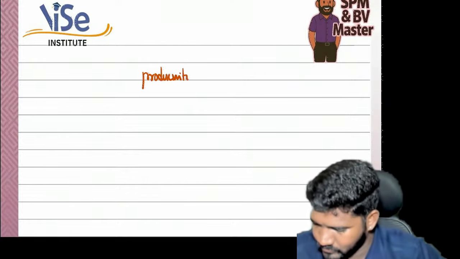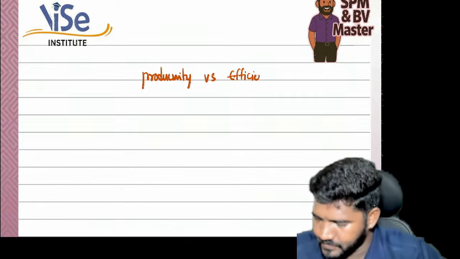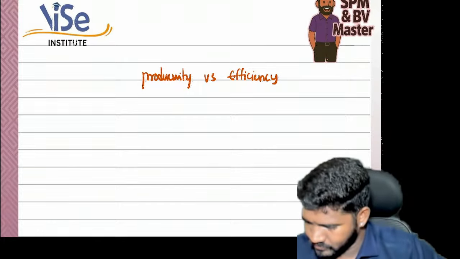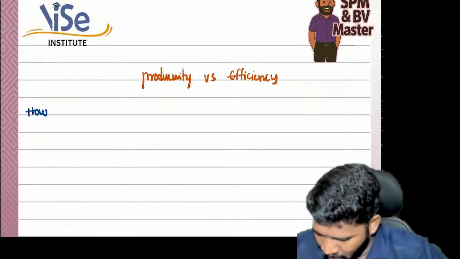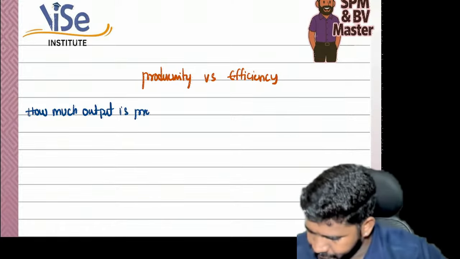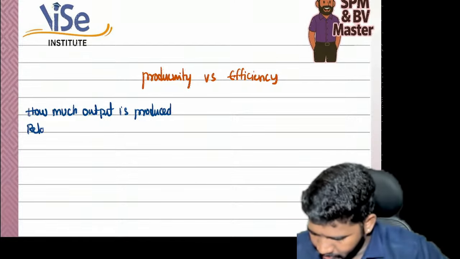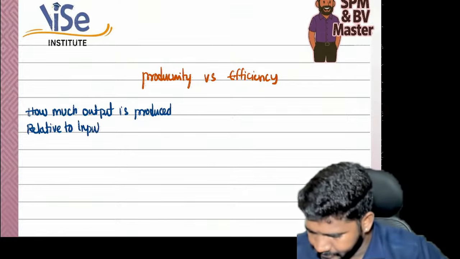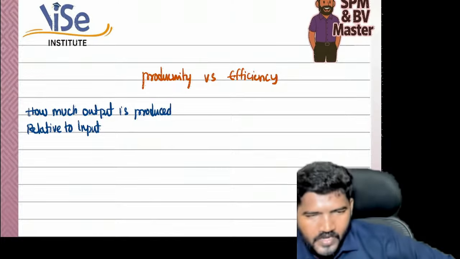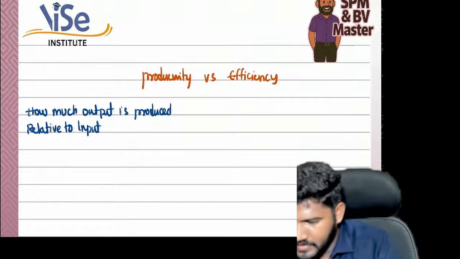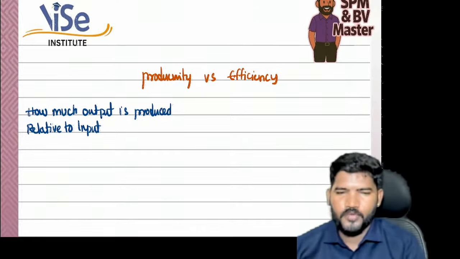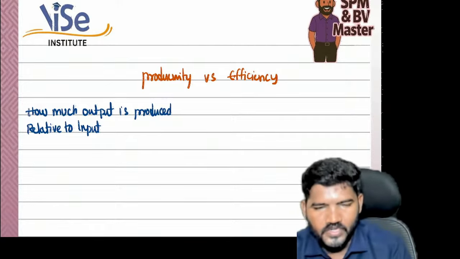Productivity versus efficiency. How much output is produced relative to input is known as productivity. Are you guys clear? Here they are not focusing on quality and profits. They only focus on how much input I provided, and based on those inputs, how much output I got. This is the only thing they focus on.